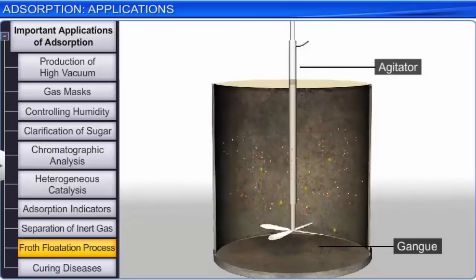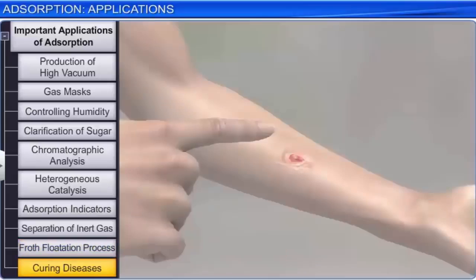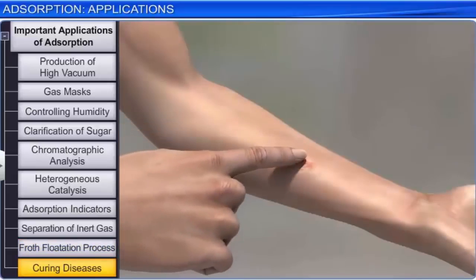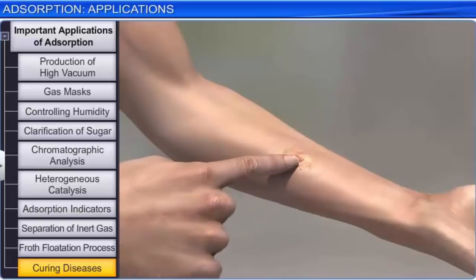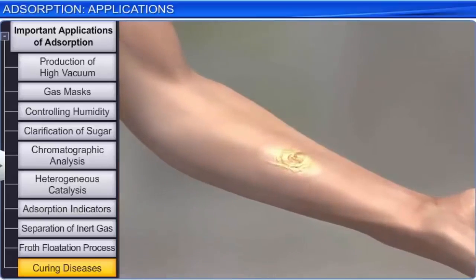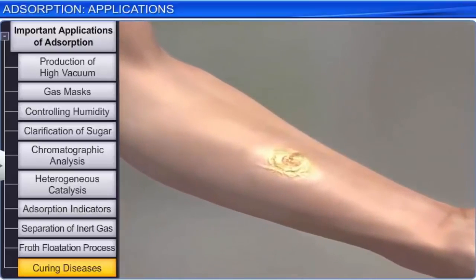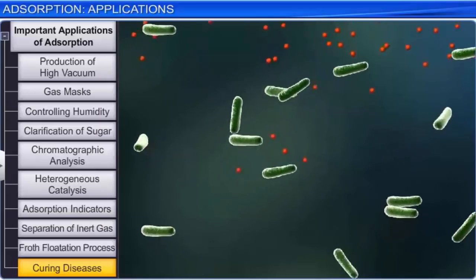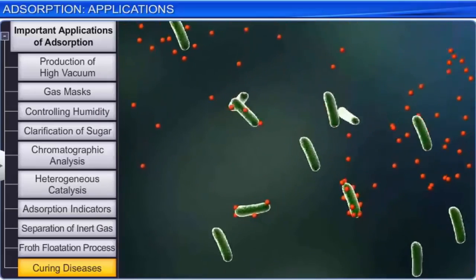Adsorption plays a very important role in biological systems. One very important application of adsorption is in curing diseases. A number of drugs get adsorbed on the surface of germs in the human body. The germs are killed by the action of the drug and the disease is eliminated.